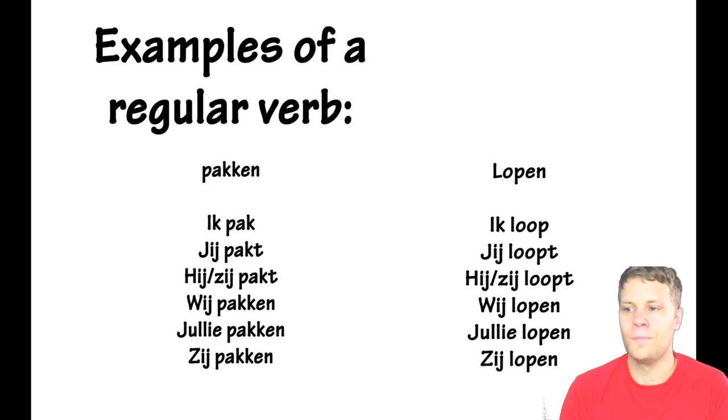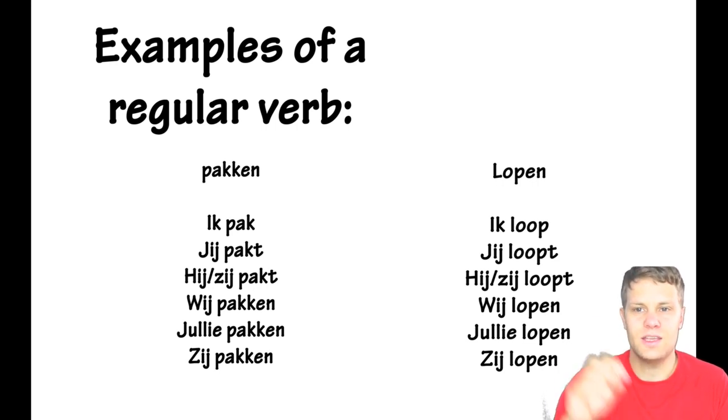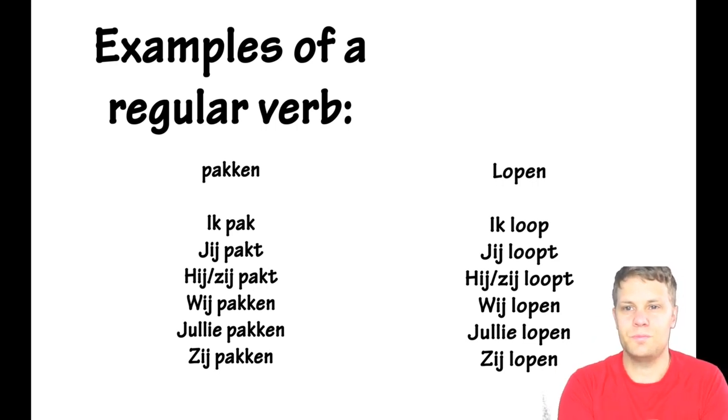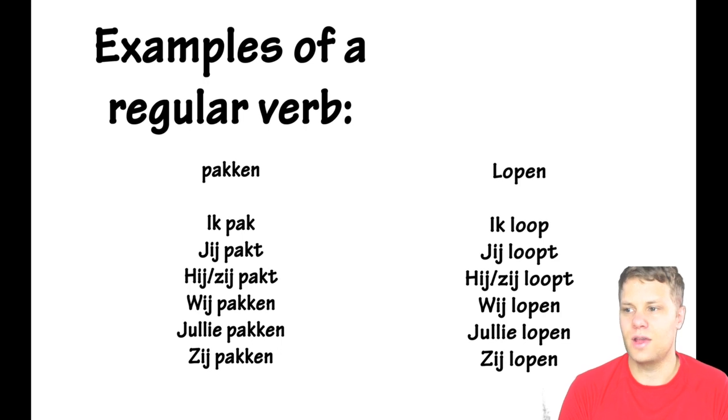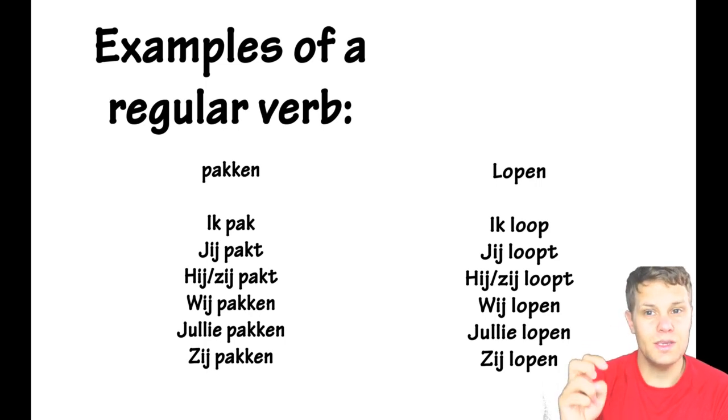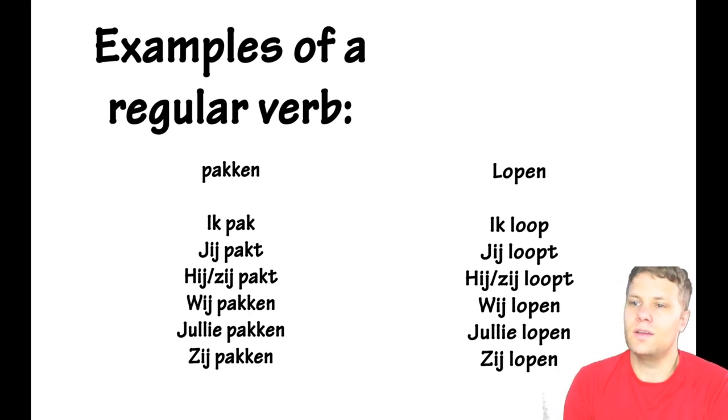Same thing with lopen. As you can see, pakken has a double K because they don't want to make it paken. So then the two K's come in place. But with lopen, it's an O, so they don't have to do that. So ik loop has two O's. Jij loopt gets a T. Hij, zij loopt also gets a T. Wij lopen, see, and then you don't need two O's because one is good enough. If it had two P's, it would be loopen. But now it has only one P, so it's lopen. Wij lopen, jullie lopen, zij lopen.